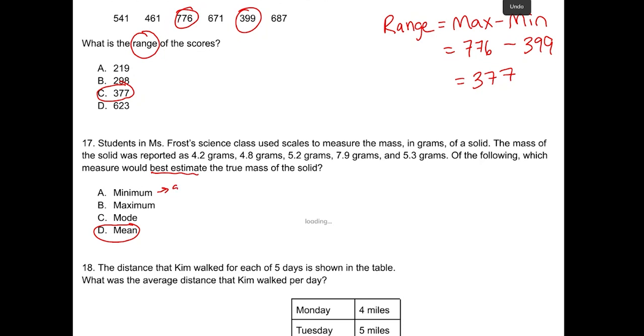The minimum is the smallest one. And what are the odds that the smallest measurement is actually the true measurement? Probably not. The maximum, that's the biggest one. Okay, so again, the biggest measurement here, probably not going to be the true mass. The mode is the most common measurement. And here, actually, none of the measurements are repeated, so there is no mode anyway. So the only possible answer here would be D.